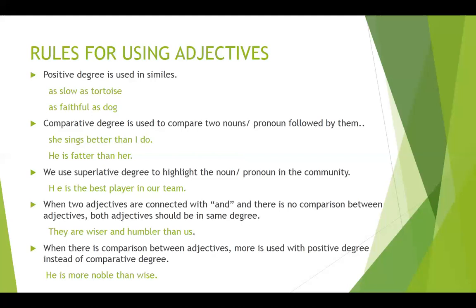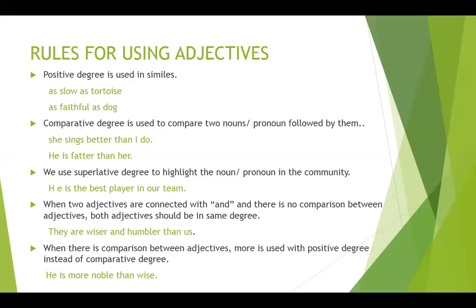Why? Because in the first example, we are comparing actions. So when actions are compared, then we use the subjective pronoun after "than". And in the second one, we are comparing the same quality of both. So that's why we have used the objective form.